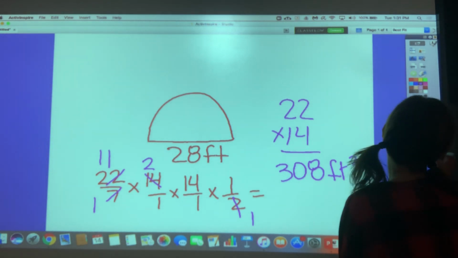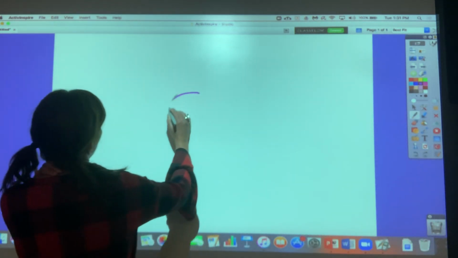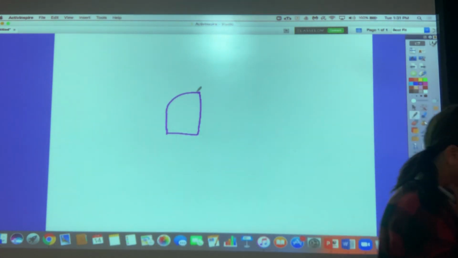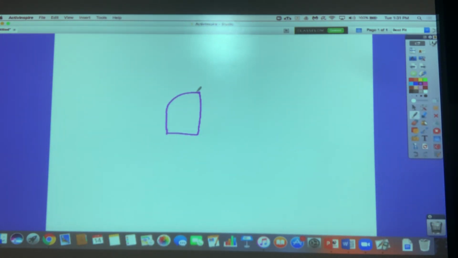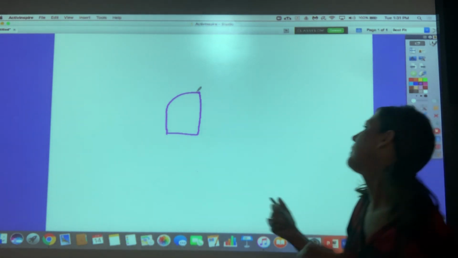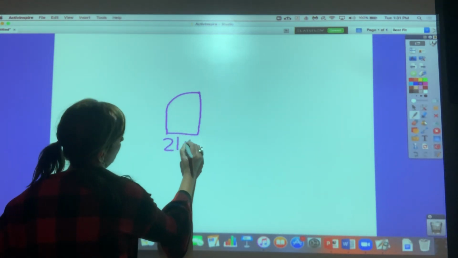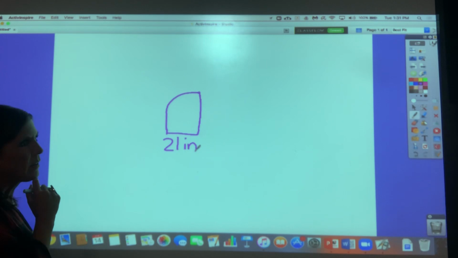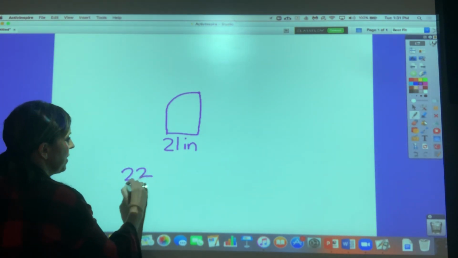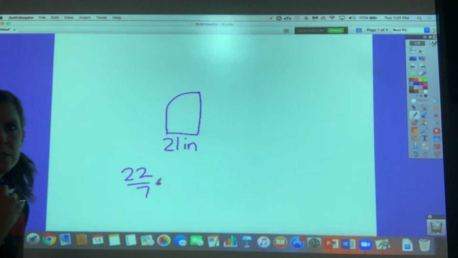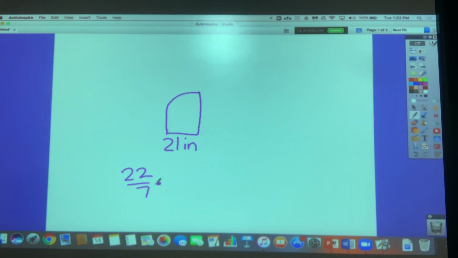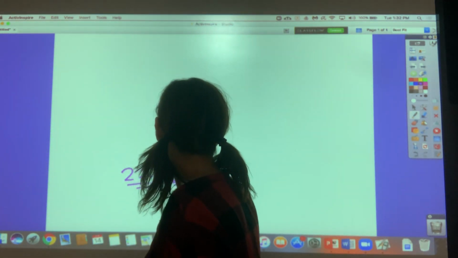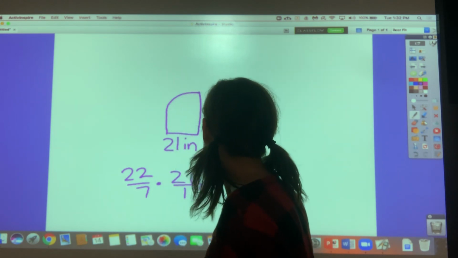Okay, let's do a quadrant. We want to find the area of this quadrant. The radius is 21 inches. We're going to use 22 over 7 for pi, so 22 over 7 times the radius squared. We already know the radius is 21, and no one knows 21 times 21 from memory, so let's write out 21 times 21.